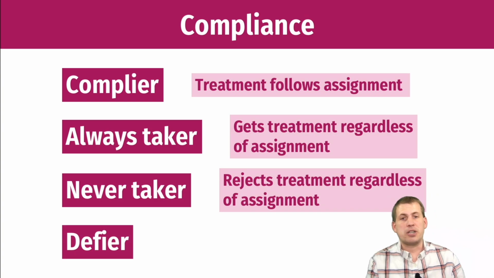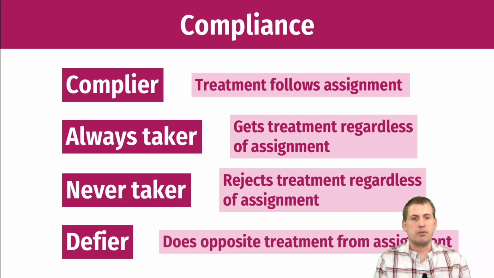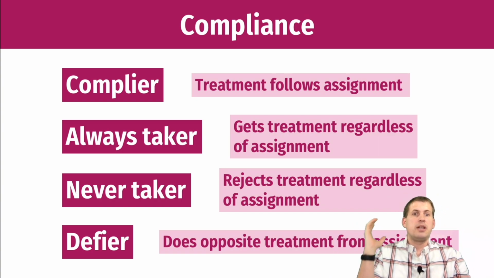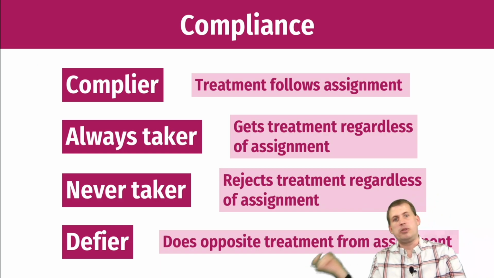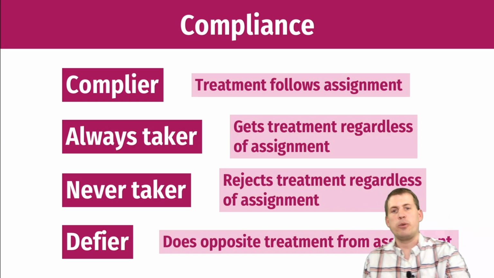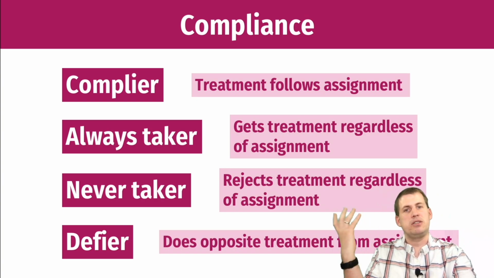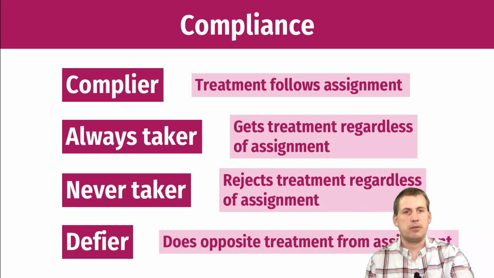The last group are called defiers. And these people basically do the opposite of what they were assigned to do. So if they were assigned to be in the control group, they'll do the treatment. If they were assigned to be in the treatment group, they won't do it. They do the opposite. So these are the 4 general categories of people in the world when you're talking about assignment to experiments or assignment to natural experiments in the case of instrumental variables.